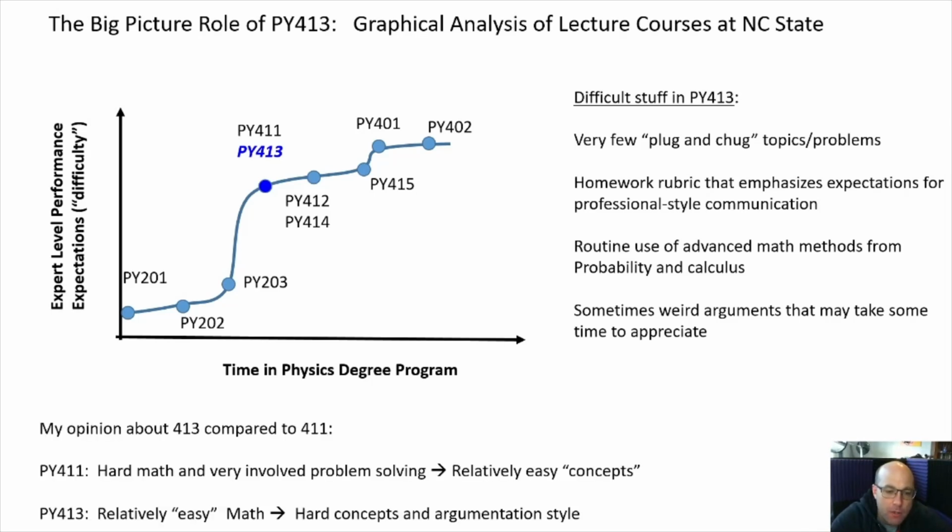My opinion about the 413, 411 course sequence is that they're almost complements of one another. In 411, I think you have much harder math and very sort of involved, detailed problem solving, but the concepts in 411 are relatively easy to understand. In other words, you sort of feel like you always have some common sense to fall back on. In 413, the math is relatively easier. Right, we're going to be doing several variable calculus. We're going to be doing a little bit of combinatorics, but for the most part, it's easier than 411. But then the concepts and the style of argumentation is where it's difficult. That's my opinion about it.